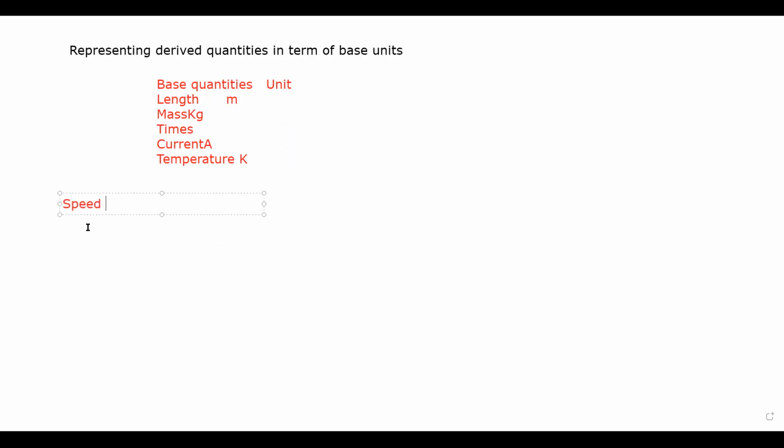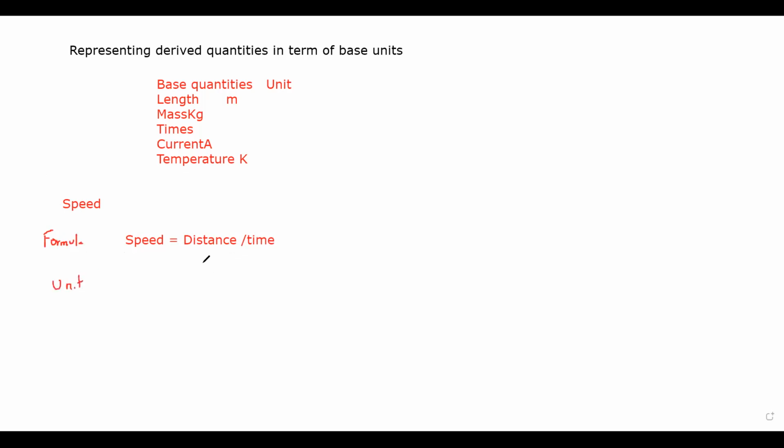So, first thing, for a speed, you should be able to write a formula. We know speed is equals to distance divided by time. So first we write the formula. The first step, when we want to represent a derived quantity in terms of base units: first we'll write a formula and then we'll write the unit.